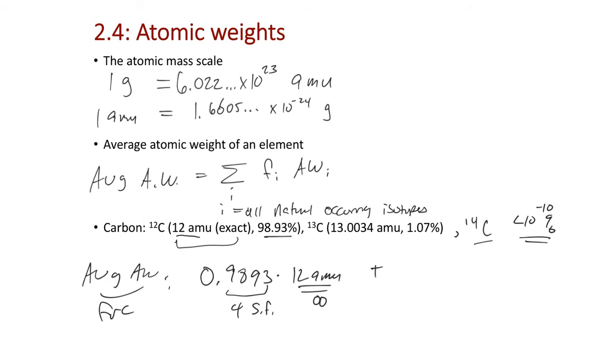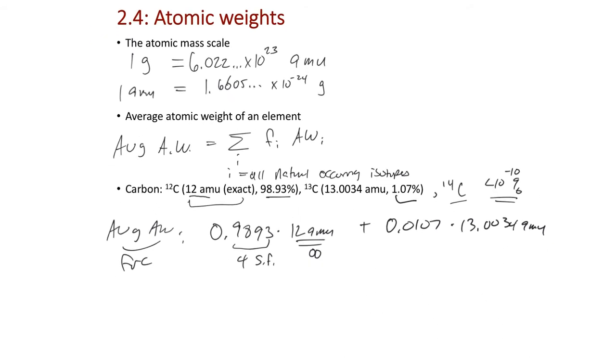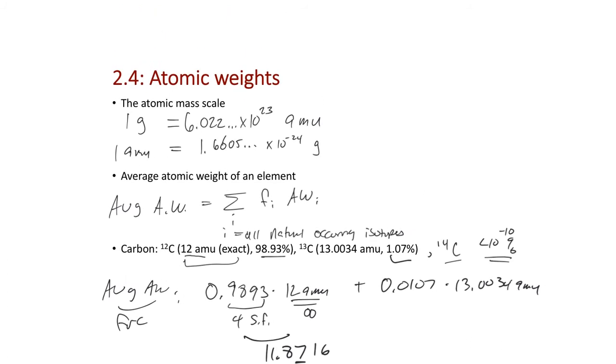And then we can add to that 0.0107. So just taking the percentage as a fraction, so just dividing by 100% to express the value as a fraction, and then times 13.0034 AMU. So if we think about how the math works here, let's actually do this so we can think about the sig fig problem along with the actual atomic weight problem. If I do 0.9893 times 12, I would write this as 11.87, to 2 decimal places, so 4 total sig figs.